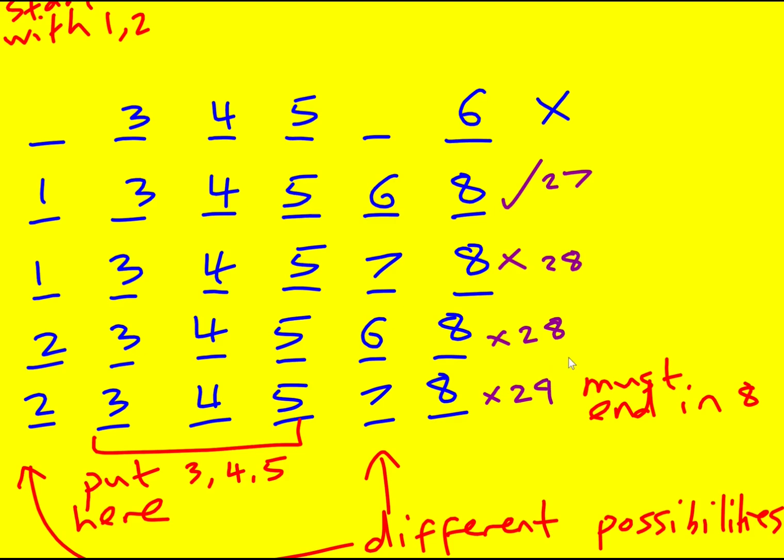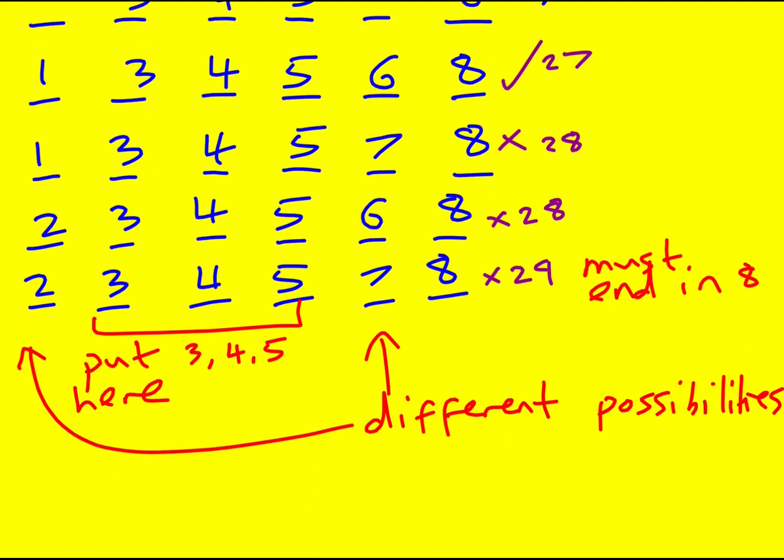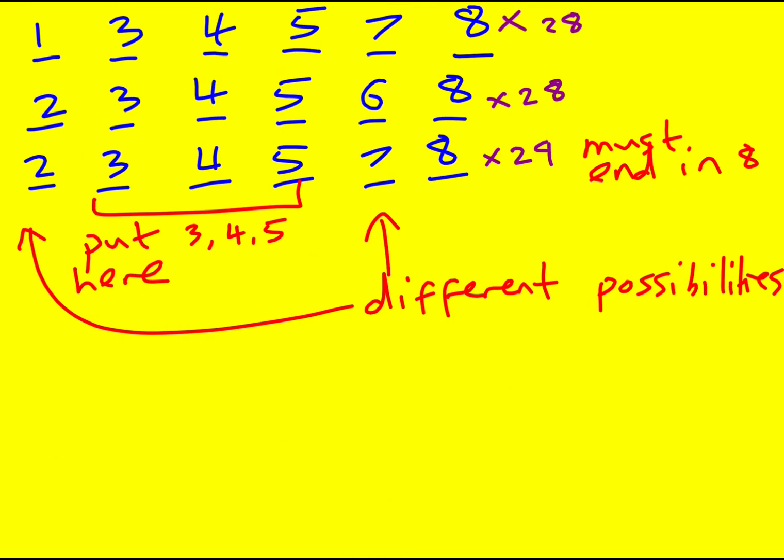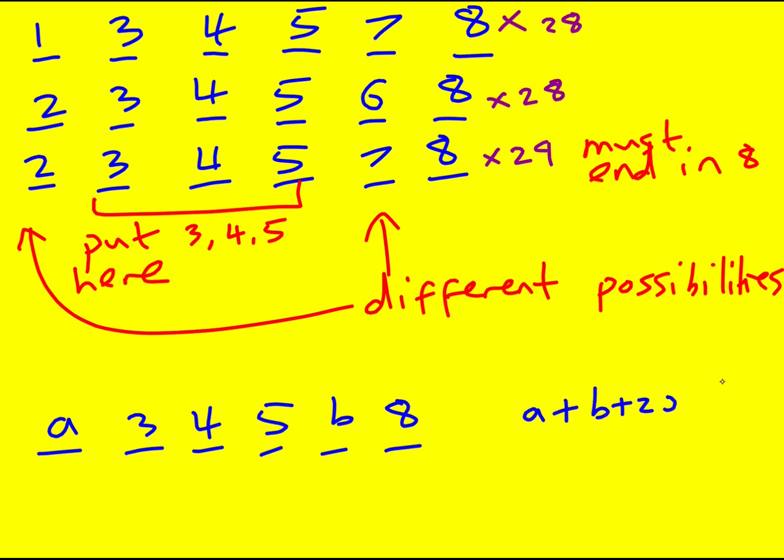Now, to be fair, when I did this originally, I wrote down like A, 3, 4, 5, B, 8, and then kind of figured out what A plus B had to equal. So we've got 12, we've got 20. So A plus B plus 20 has to be a multiple of 3. So then I thought about it equaling different values.